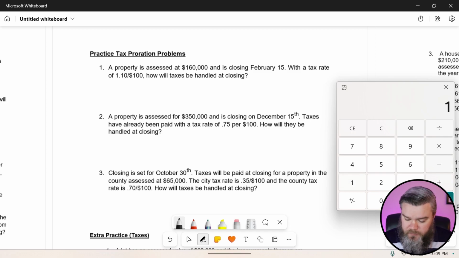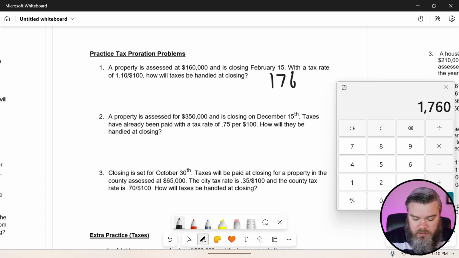So we've got our $1.10 per 100 rate. Remember, 100 goes into itself one time. So when I take this per 100 rate and divide it by 100, I'm converting it to a per dollar rate. So now it's the same. What we're saying is you would owe 0.011 dollars per dollar of assessed value. So you take that and multiply it by your assessed value of $160,000. And so that gives us a tax bill of $1,760. But that's not the answer.